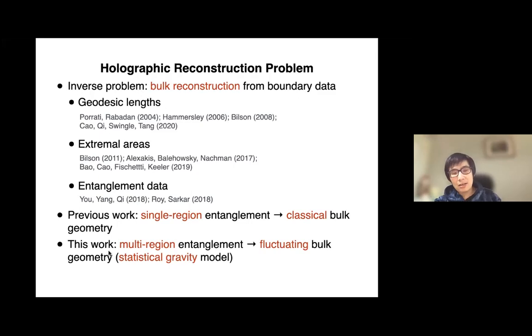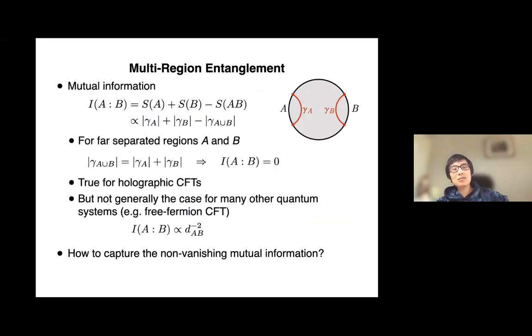But in this work, we are going to also study multi-region entanglement, which means this subsystem is not only a single region, but jointly different regions. It's not simply connected. So these multi-region entanglements turn out to provide us more information about the bulk, including the fluctuating bulk geometry and maybe a statistical gravity model behind that. So that's basically the goal.